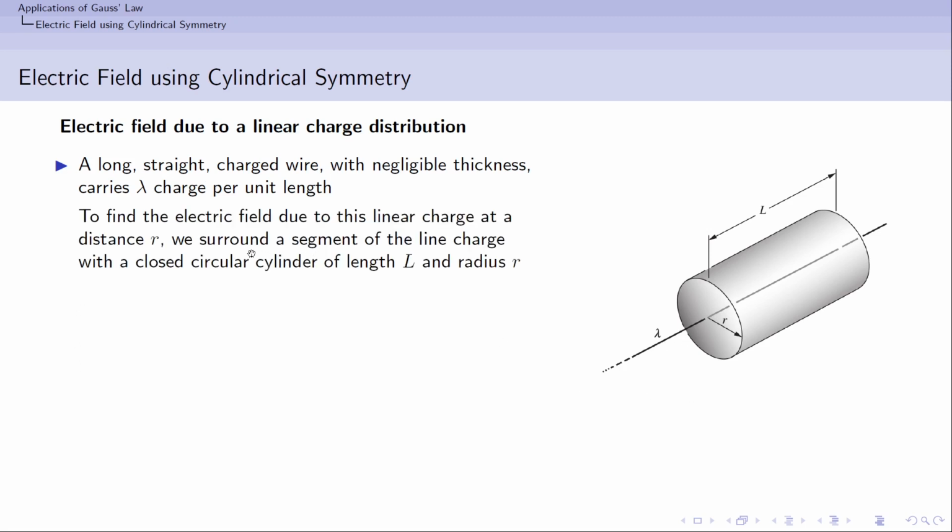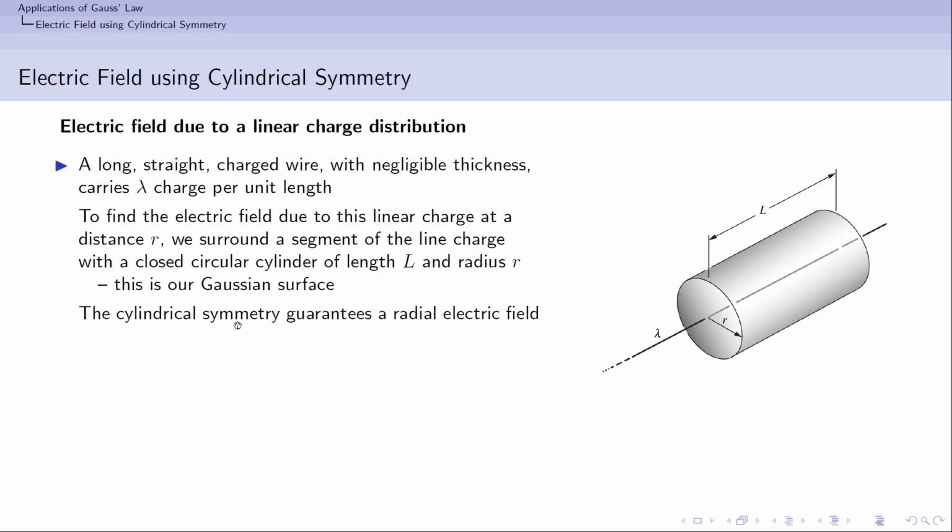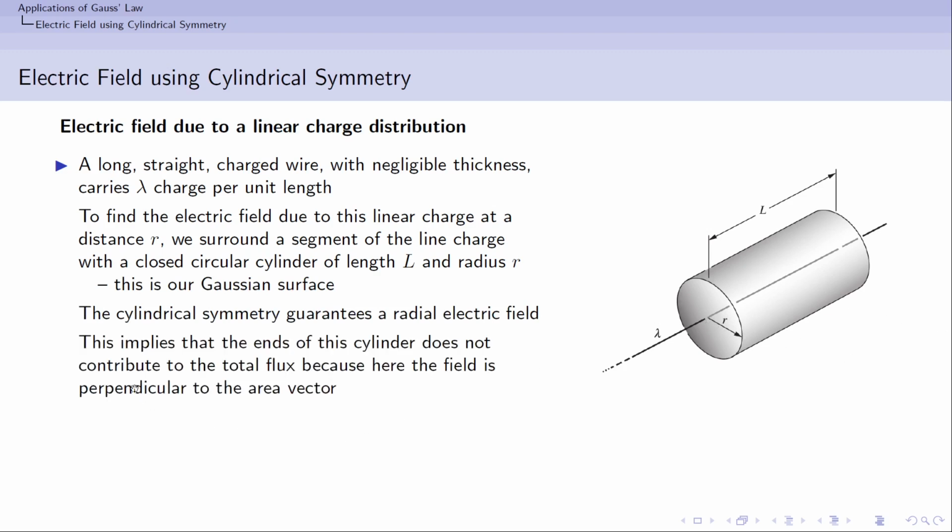We want to find out the electric field due to this linear charge at a distance r. The appropriate Gaussian surface here will be a cylinder. So we consider a cylinder whose radius is r and whose length is L. This is our Gaussian surface. The cylindrical symmetry guarantees a radial electric field.